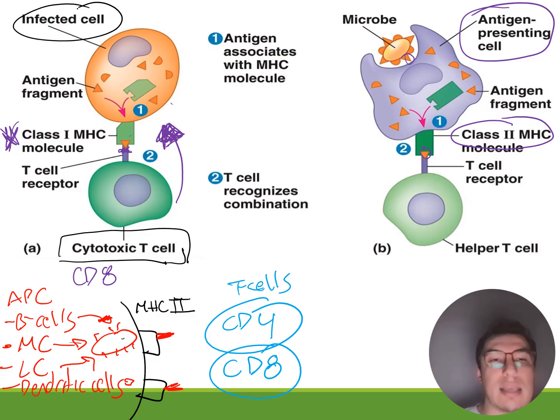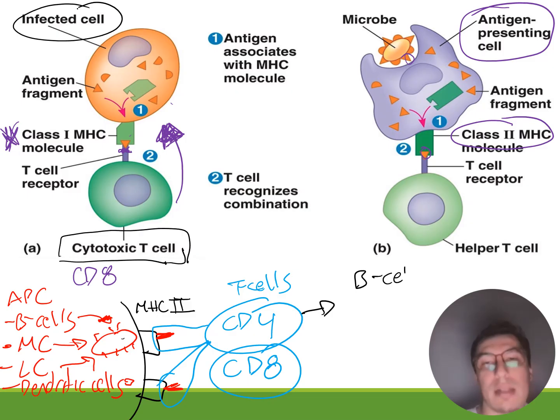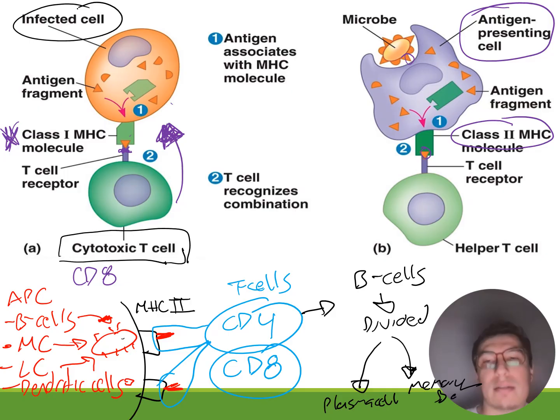The CD4 cells are going to be activated through these receptors. And once they become activated, they will go on to activate B cells so that those B cells can then divide. And once they divide, a portion is going to become plasma cells, and a minority is going to become memory B cells. These plasma cells will go on to produce antibodies.